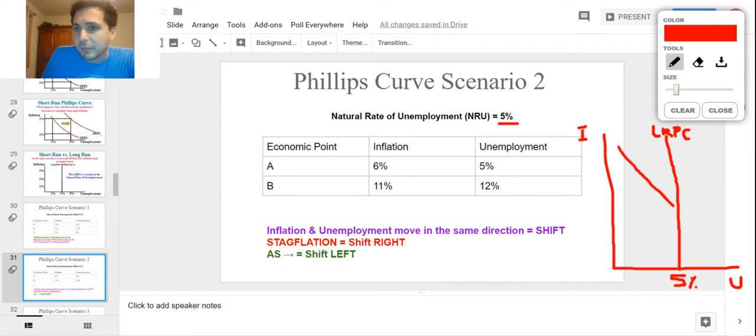Okay, then my short run Phillips curve looks like this. I put in SRPC. And I'm ready to go.